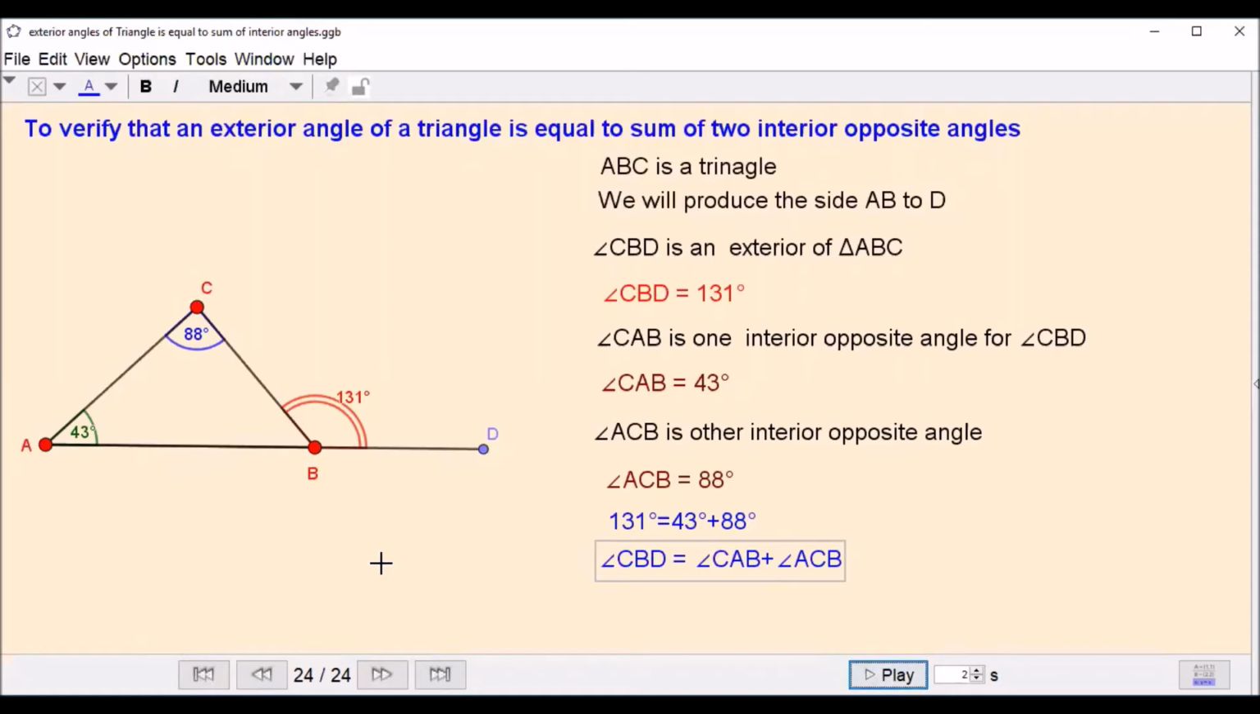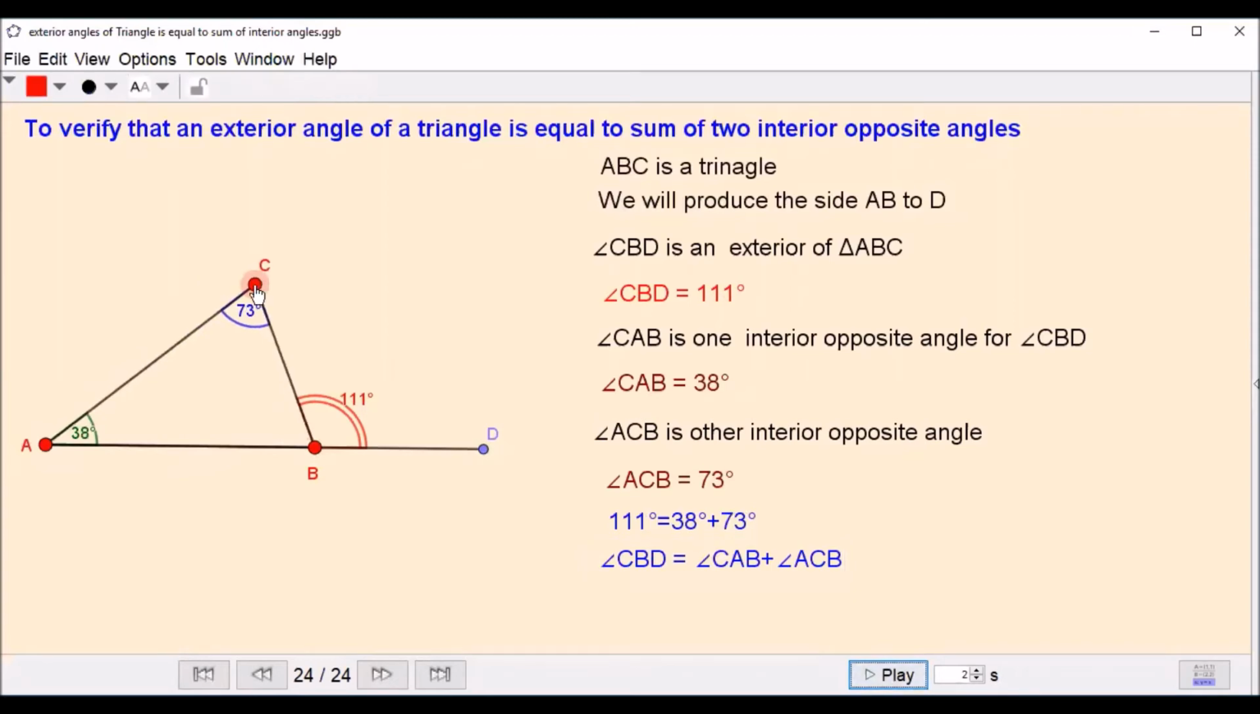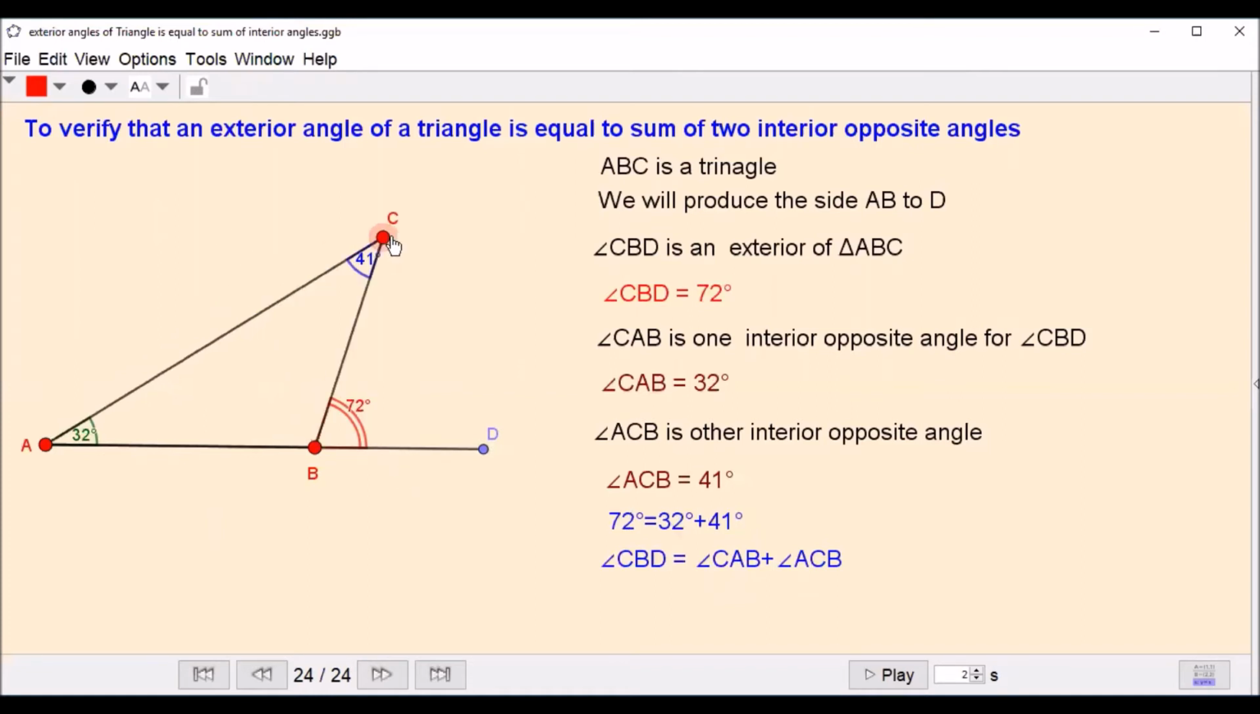Now, for your convenience, I am changing this triangle to a different position. I am changing the exterior angle. See, now angle A is 38, C is 73. Still, you are finding the exterior angle is the sum of the two interior opposite angles. 38 plus 73 is equal to 111. Let us see some other position.